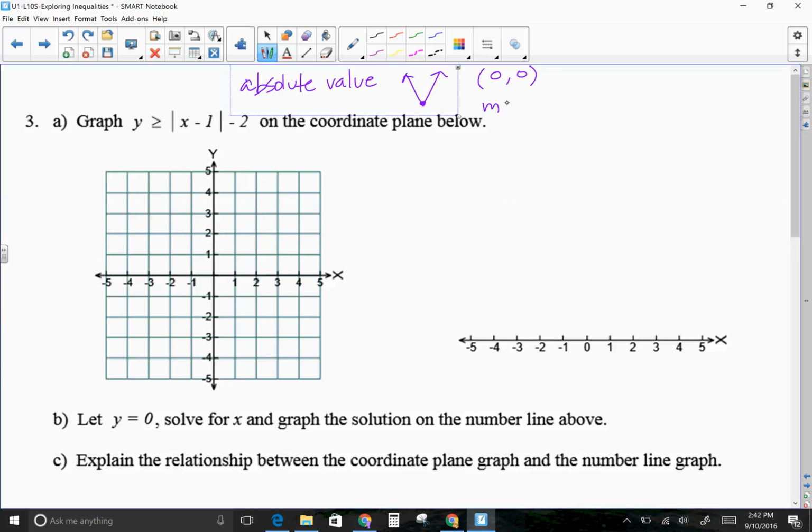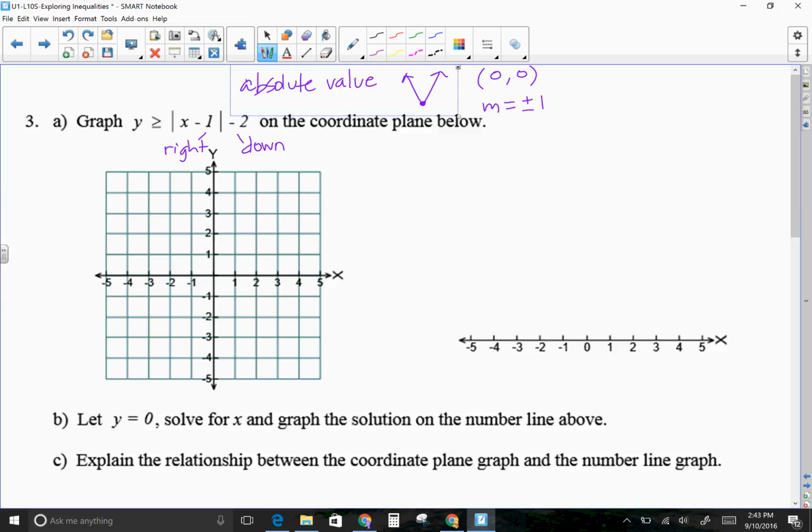And the other thing we wrote on our parent function packet was m was equal to plus or minus 1. And what that means is this has a slope of 1. So when you get this point, you go up 1 over 1, up 1 over 1. That's 1, and that's negative 1. And if it's anything other than 1, there will be a number in front of your absolute value. Okay? So then we look at our graph and we say, okay, negative 1, everybody knew it went to the right. And negative 2 meant that it went down.